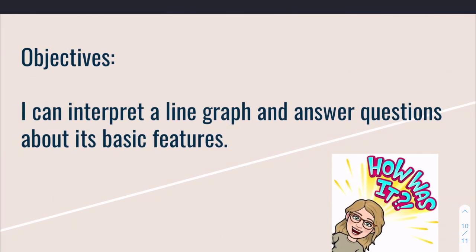And last but not least, think to yourself, can I do this objective? The objective for today's lesson: I can interpret a line graph and answer questions about its basic features. Do you feel like that's something you can do on your own? Do you feel like that's something that you can do confidently? And if the answer is no to either of those questions, what are some things you can do that would help you be more confident with that knowledge?